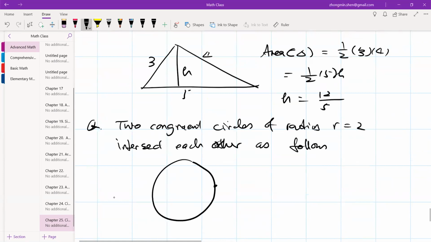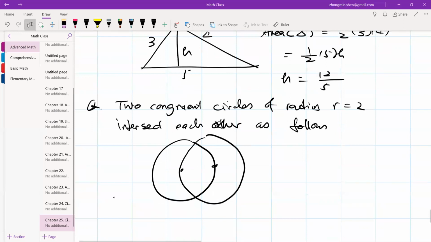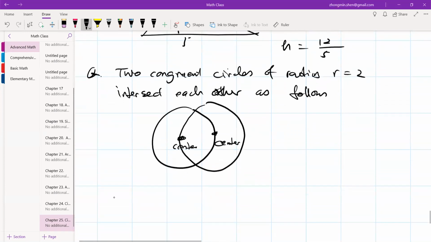One circle passes through the center of the other circle. So this is the center. You see, you have an intersection part, right? This time it's different from the one I was talking about, the square inside the square. I want to find the area of this intersection part.